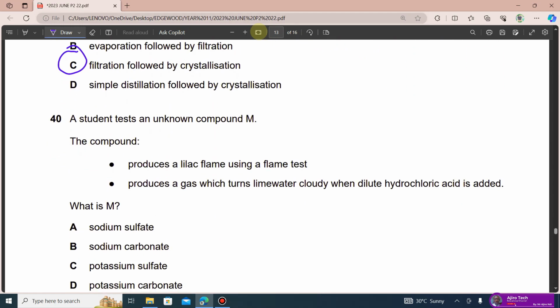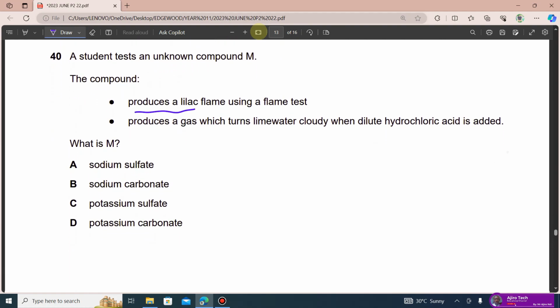A student tests an unknown compound M. It produces a lilac flame. Now when you have a lilac flame from a flame test, that should tell you that it is potassium. So that means options A and B are off. Now, it then produces a gas which turns lime water cloudy. So, of course, the gas that turns lime water cloudy is carbon dioxide. That means it is simply potassium carbonate. So, those are the answers to those questions.